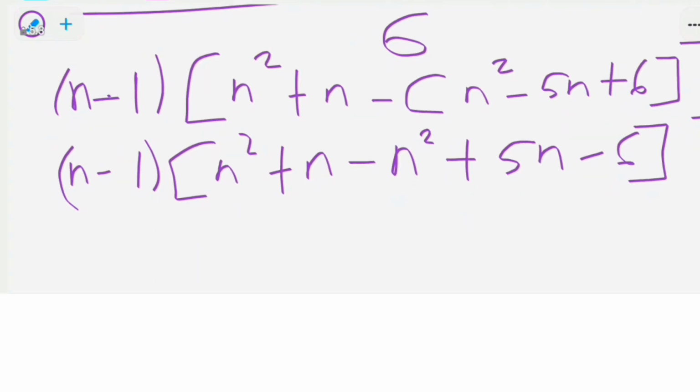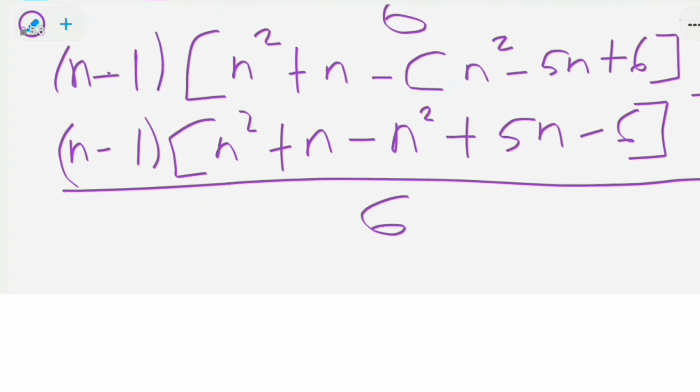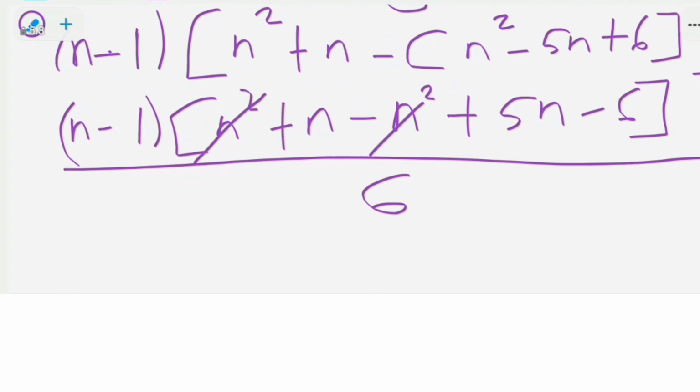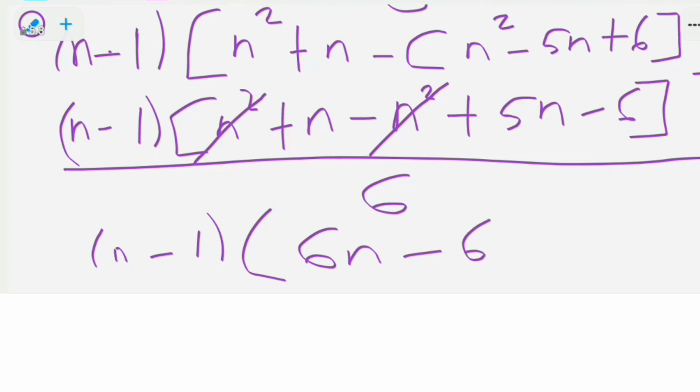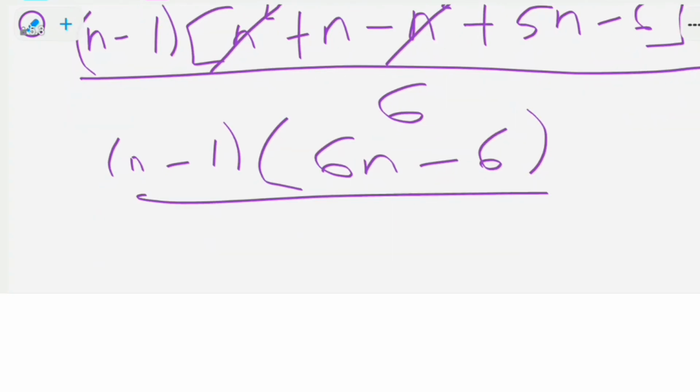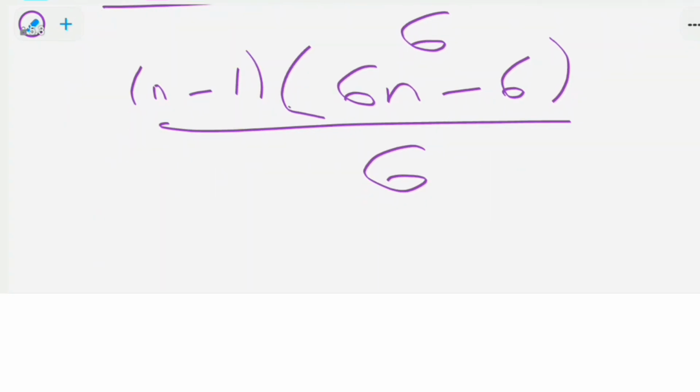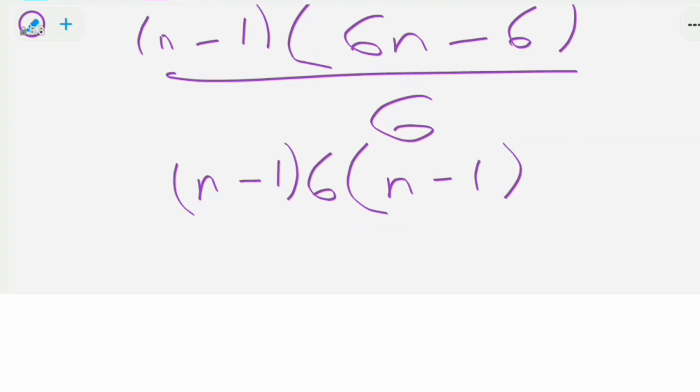So let me now put the over 6. Collect the like terms, these two will cancel like this, as you can see. So you have n minus 1, n plus 5n, that will give you 6n, right? Then this minus 6 that is here. So everything is still over 6. So you can factorize this part here. 6 is common, you can bring out the 6. This will be n minus 1. So I'm dividing it by 6 again. So this 6 will cancel this 6.